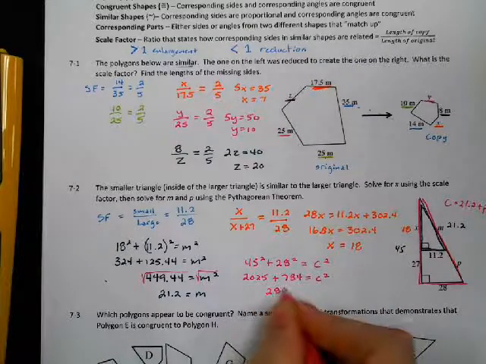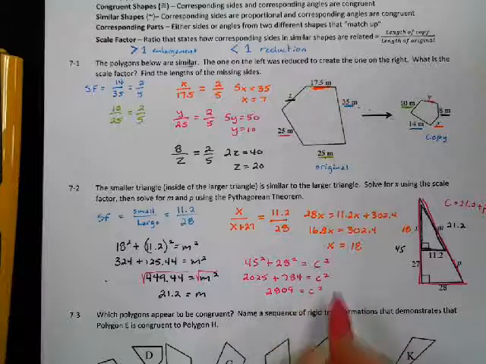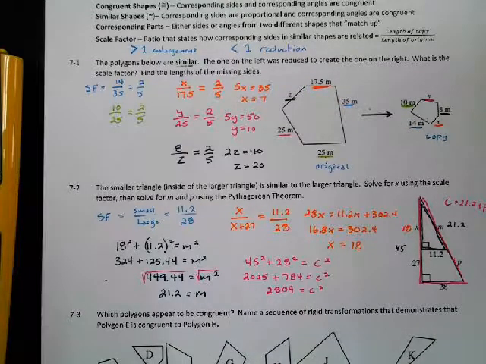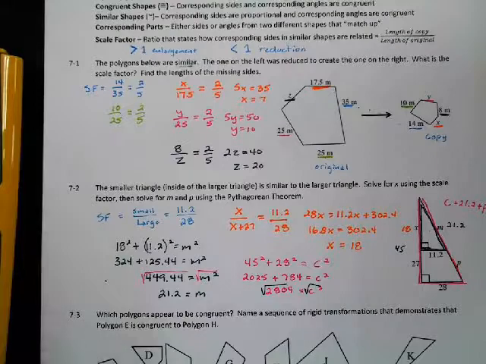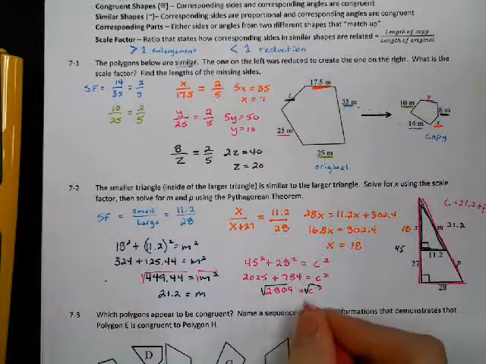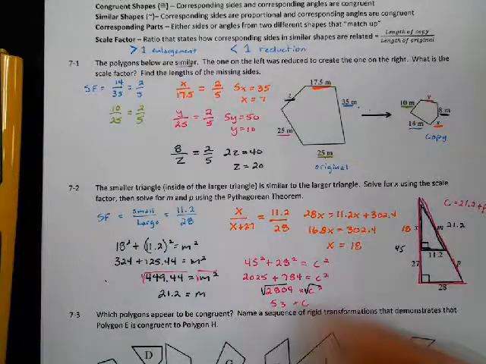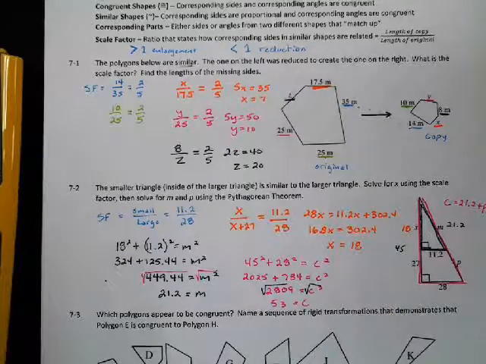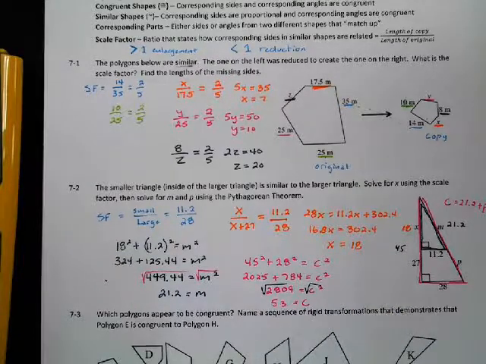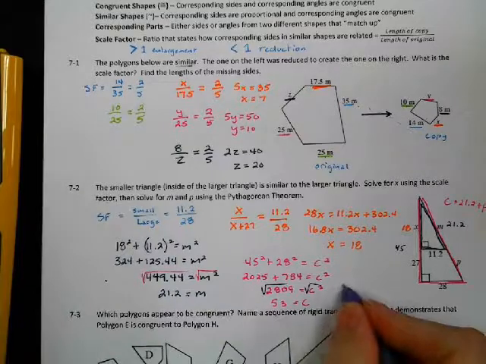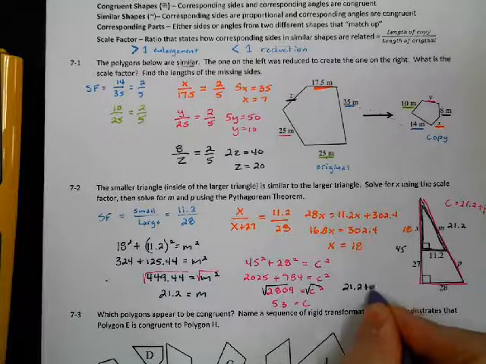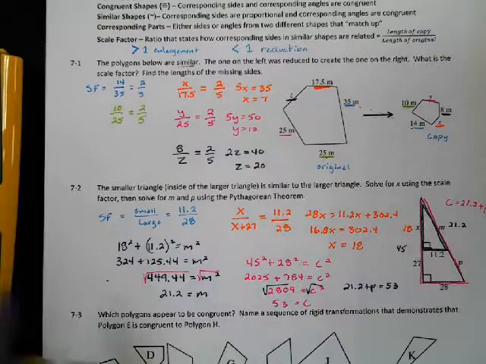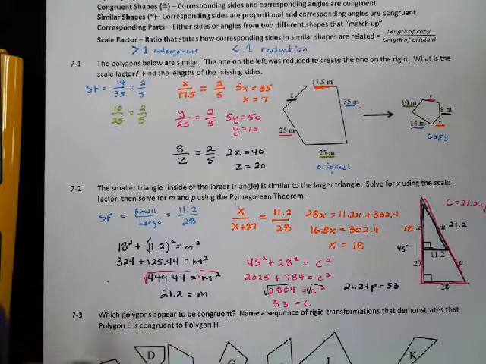And then we're going to take the square root of both sides. Square root of that side, square root of this side. So the square root of 2809 is 53. So we know that c is 53. So if I want to find out what p is, then I would say that 21.2 plus p is equal to 53. And so if I do 53 minus 21.2, I get 31.8. So p is 31.8.